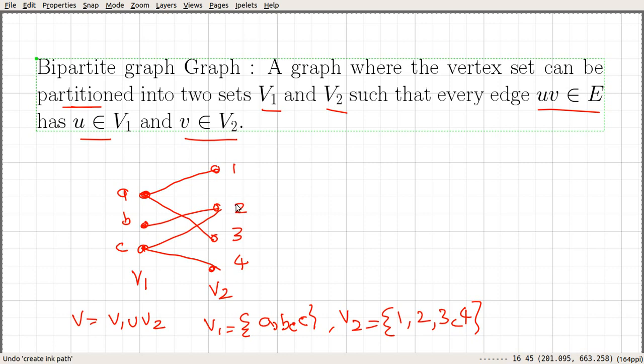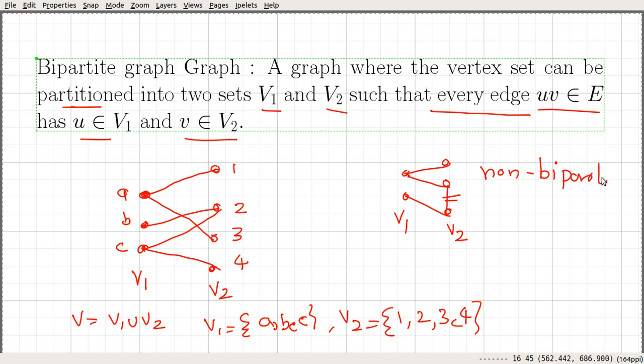Okay, so let me undo. So this is an example of a bipartite graph, and we consider this graph. Suppose that this is my V1 part and this is my V2 part. In this case we can see that this edge violates the condition that every edge UV in E has U in V1 and V in V2. So this is an example of a non-bipartite graph.